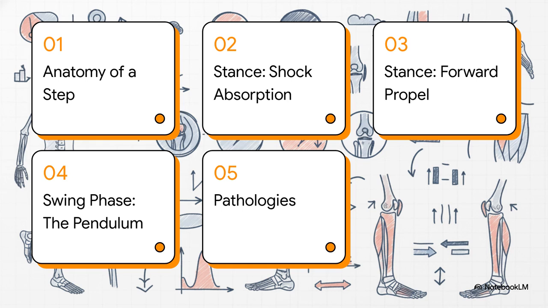Okay, so here's our roadmap for today. We'll start with the anatomy of a step, break down the stance phase into shock absorption and forward propulsion, then look at the swing phase pendulum, and finally wrap up with pathologies. Basically, what happens when muscles fail.